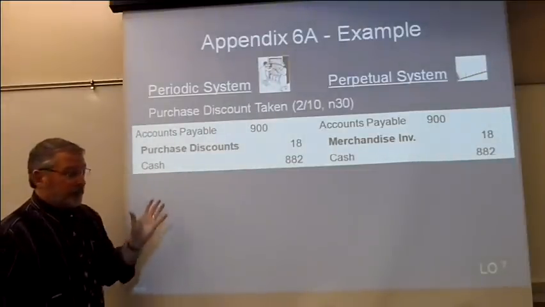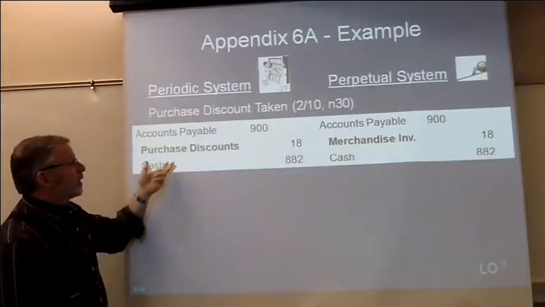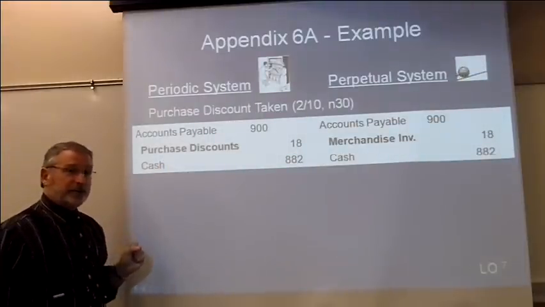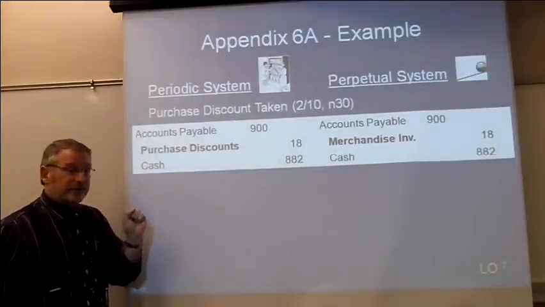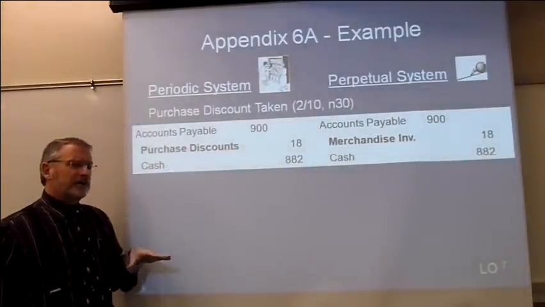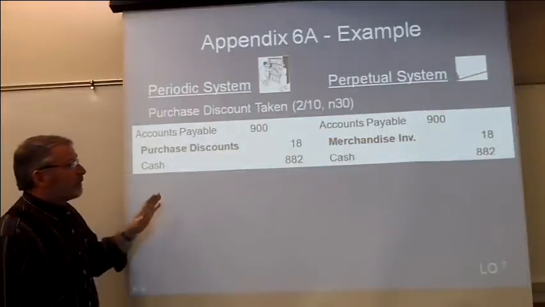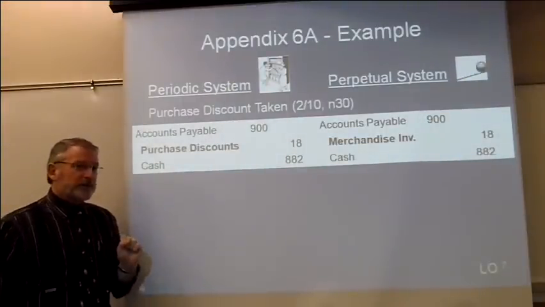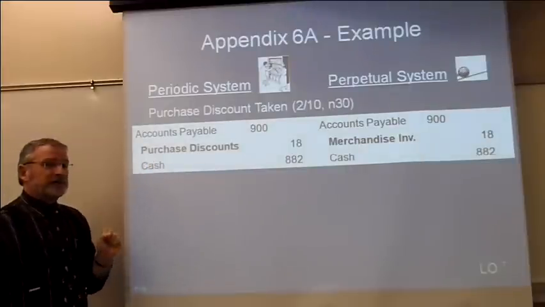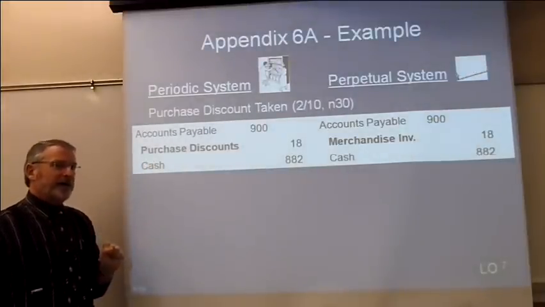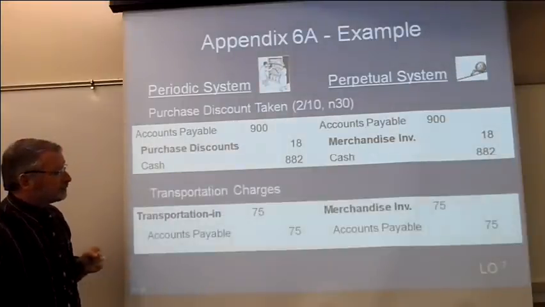Again, under the periodic system, we don't perpetually update inventory, so we don't make an entry to inventory. We keep track of the discounts that we take on anything that we purchase for sale in an account called purchase discounts. We'll see where these accounts all come into play a little later, when we look at the format of income statements and the calculation of cost of goods sold. But realize that under the perpetual system, we were continuously updating the inventory account. Under the periodic system, we have separate accounts for almost every kind of transaction that we do. So here, the purchase discounts go into the purchase discounts account.